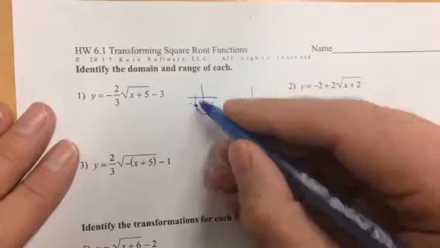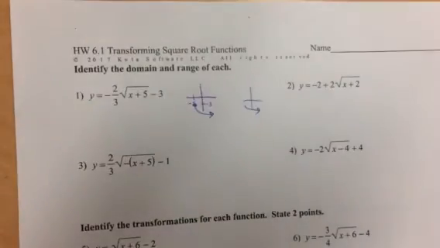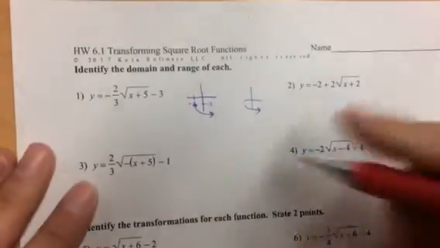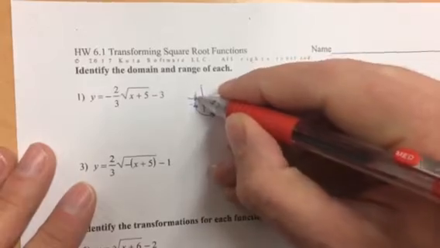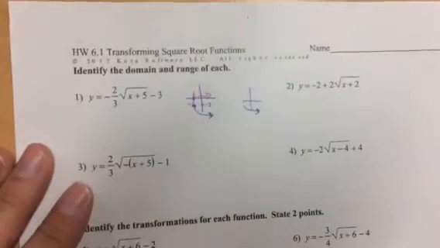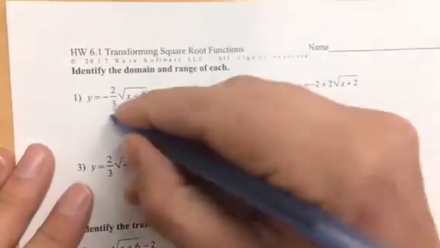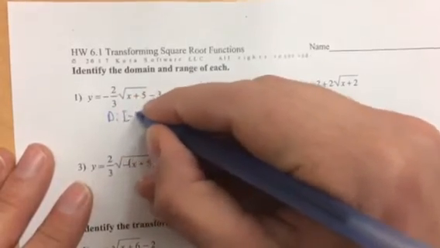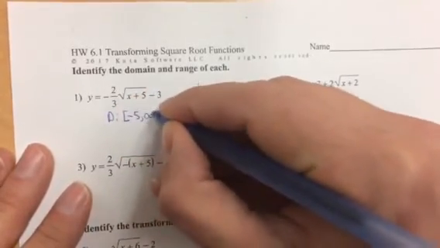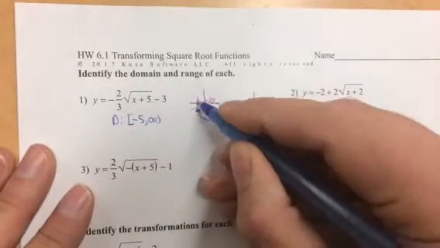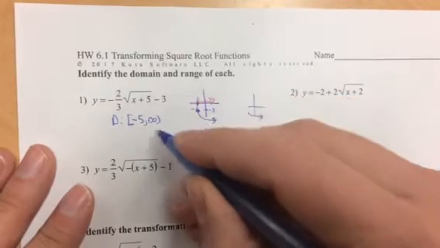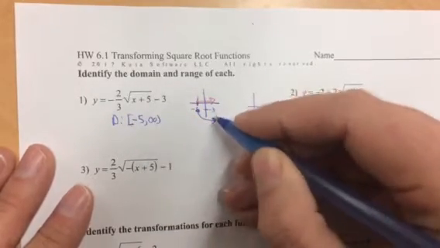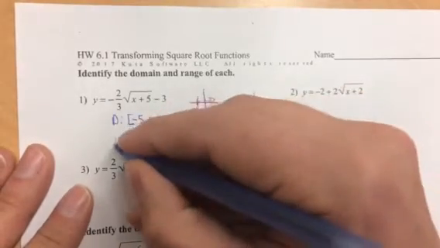The domain, I'm going to write in interval notation. The domain is all the possible x values. And the x values here, the lowest x value is negative 5, and then it goes on to the right from there. So the domain is negative 5 to infinity, and I use a bracket on the negative 5 because there is an x value at negative 5. I always use a parenthesis on the infinity because there is no x value at infinity.